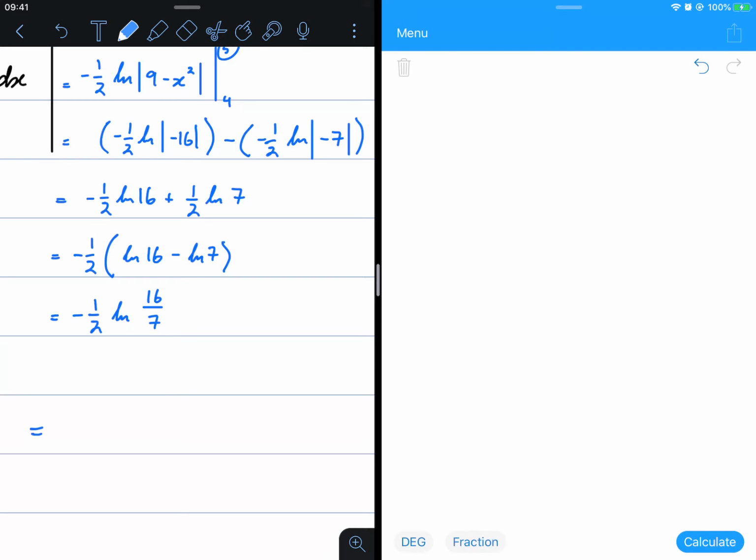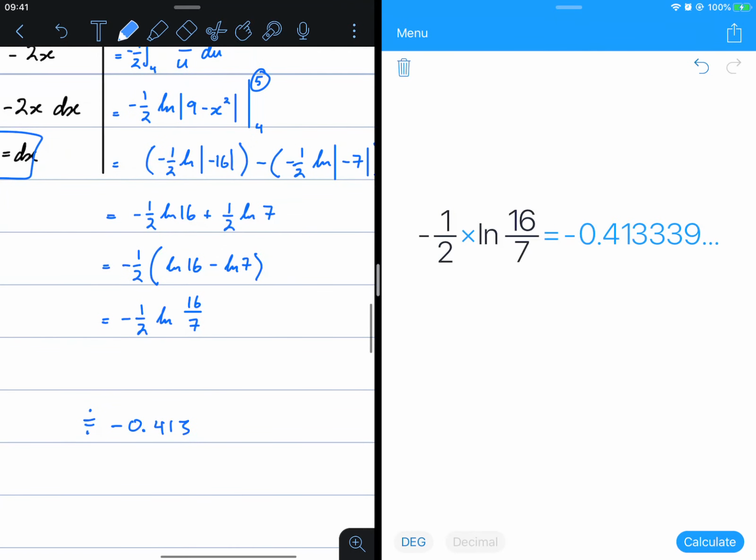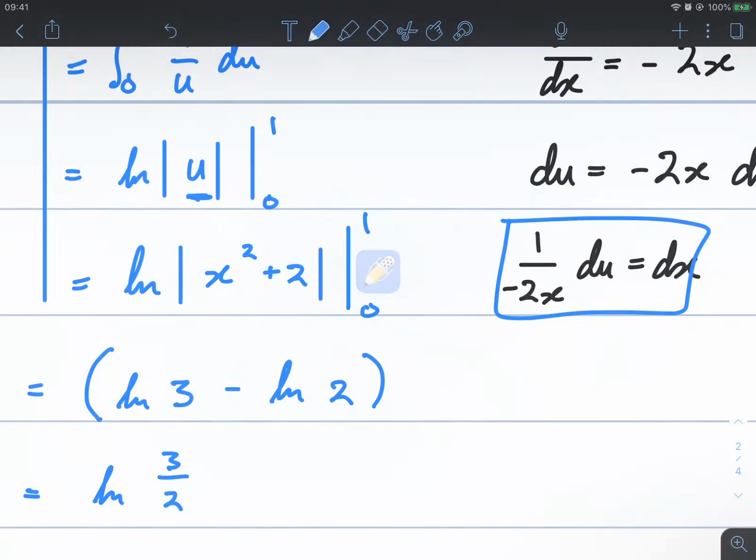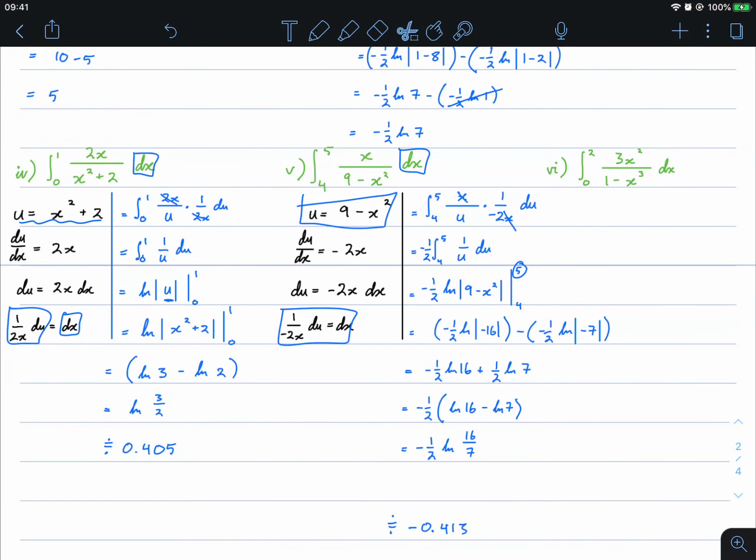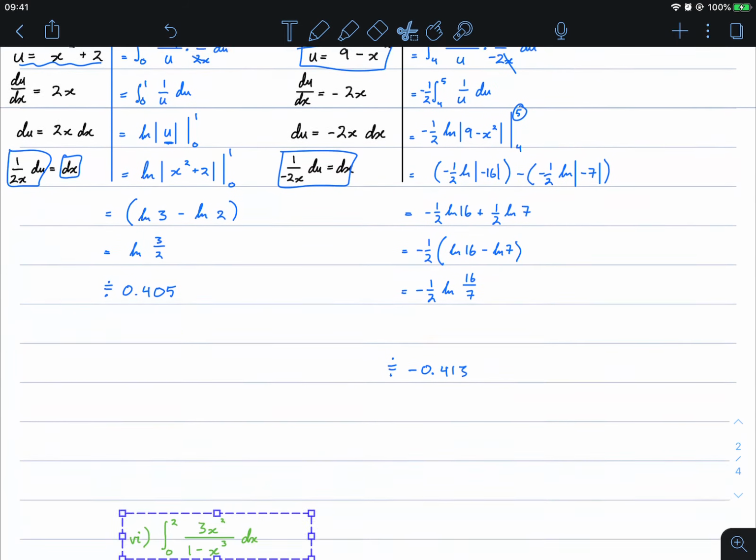So let's find an approximation for this. Negative half ln 16 on 7. This is negative 0.413. Let's do one more example here. Definitely going to need some more space.